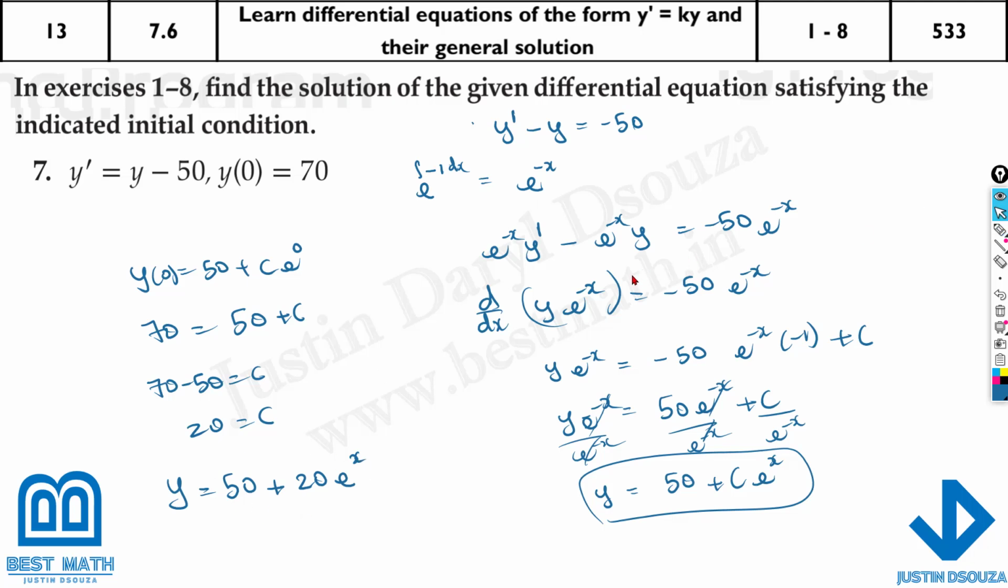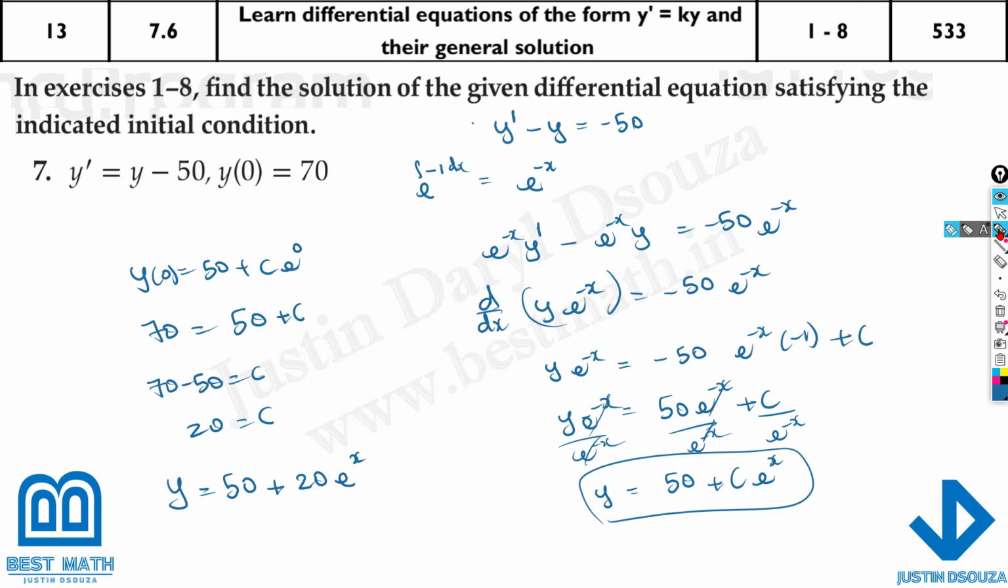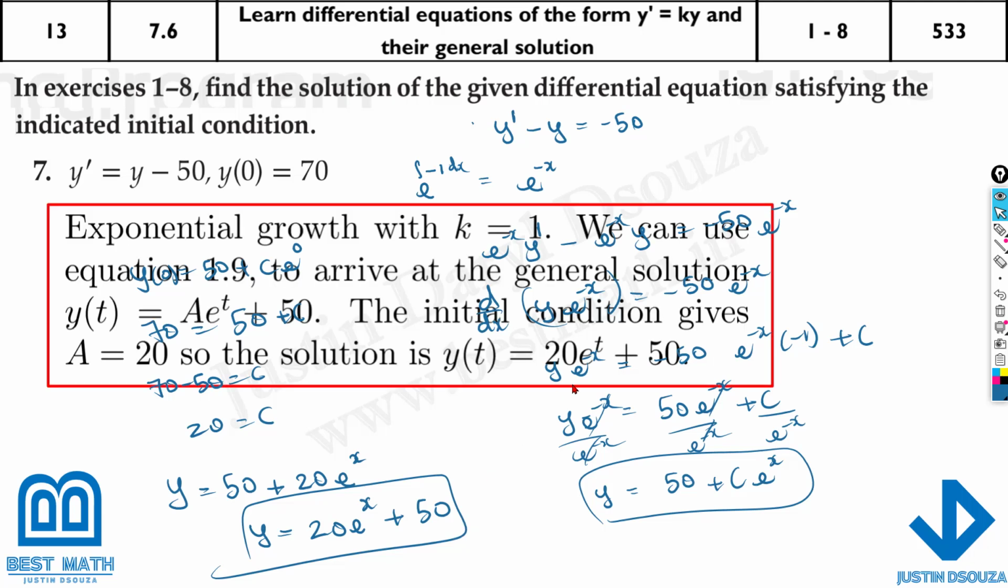Hope this is clear. So you can see here 20 e to the power t, that's written first, that's absolutely fine, plus 50. We can write any of these terms first or second, but as long as these terms are correct, that's more important. Plus 50. So this is the correct answer, and you should just look for that in the options.